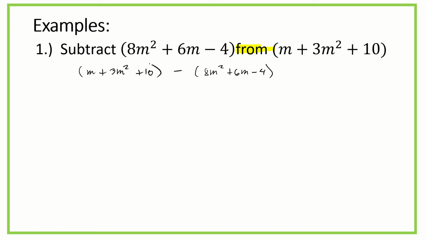Okay, what will we do next? Make sure that each of our polynomials is written in standard form. If you look at this, m, the degree here is 1, degree here is 2, degree here is 0. That means it's not yet in order, so you still have to rearrange them in descending order based on the degree. So 3m squared comes first, then plus, the next one would be m, and then finally the 10.